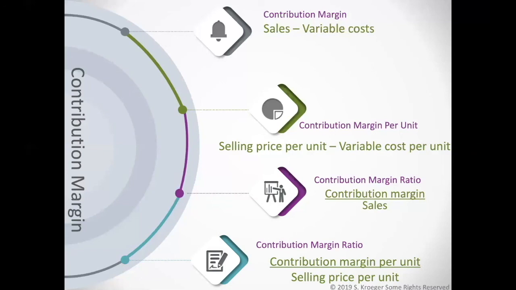You always want the contribution margin ratio to be a higher number. The higher number, it means that the more money that you're making off of each product. The higher number, the better.